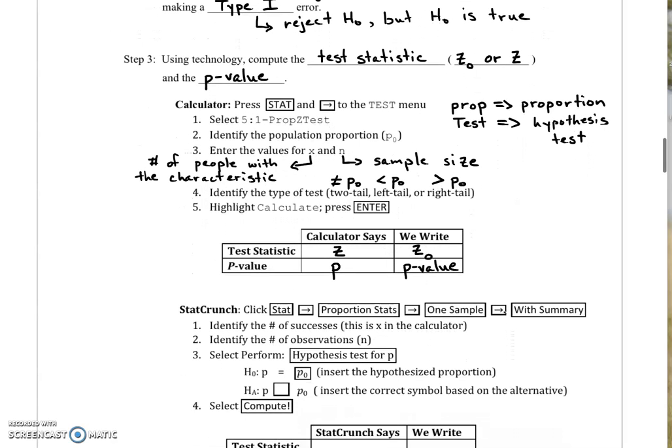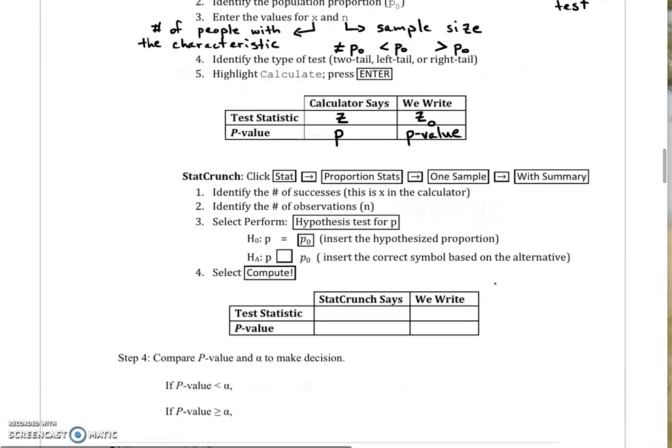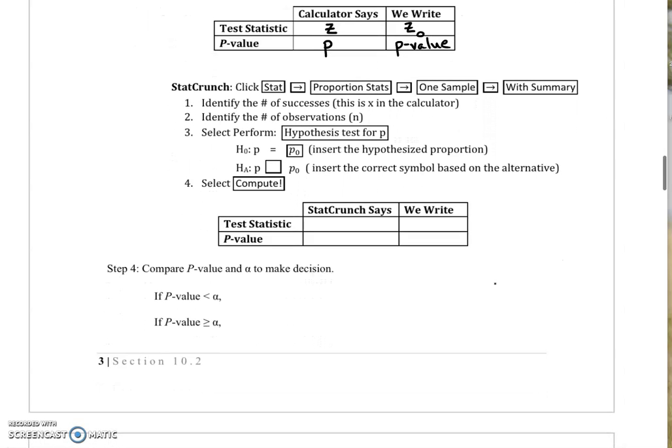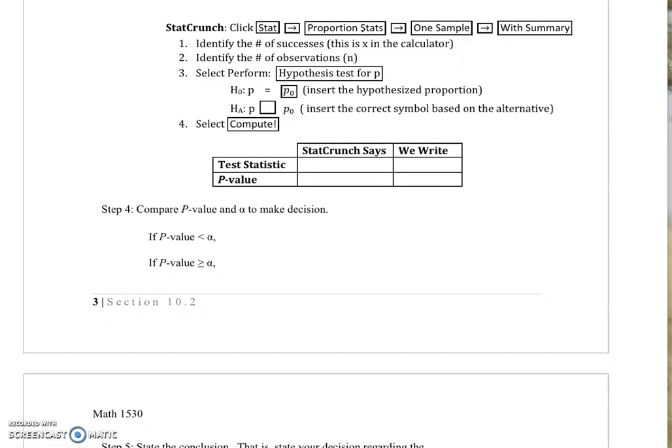The other way we can do this is in StatCrunch, and this will help with your homework. So if you're in StatCrunch, you click Stat, and then go to Proportion Stats, and then one sample, and then with summary. You identify the number of successes. Remember, that's the same thing as X in the calculator. The number of observations, N, which is our sample size. And then select Perform Hypothesis Test for P.